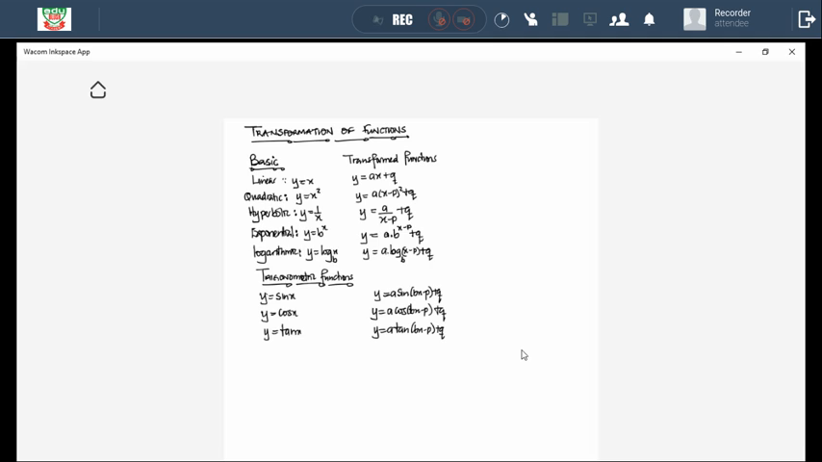Now, if you look at this from basic form to transformed functions, you can see that there are parameters that are now being incorporated.